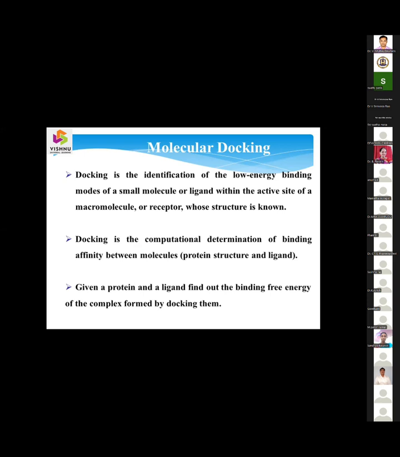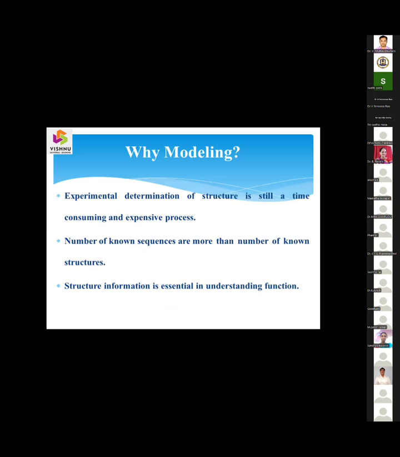So docking is the computational determination of binding affinity between molecules, maybe a protein structure and a ligand, or protein and DNA, like the different models we have in docking. So given a protein and a ligand, find out the binding free energy of the complex formed by docking them. So why do we have to go for the modeling? Experimental determination of the structure is still a time-consuming, expensive process. The number of known sequences is more than the number of known structures. Structure information is essential in understanding function. So that's the reason why we have to go for the modeling.